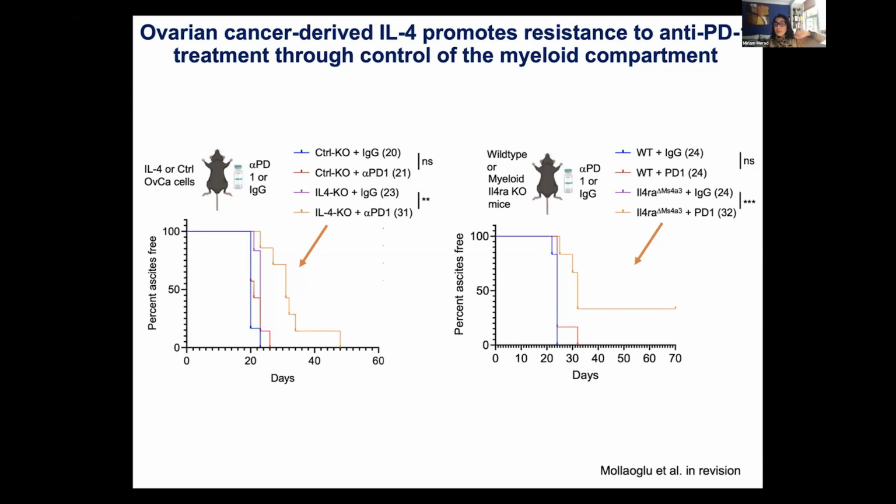Then we deleted this IL-4 receptor from the myeloid compartment. He was doing a pooled CRISPR screen. He deleted the IL-4 gene, so exactly the same phenotype, then made an IL-4 knockout. And then he went back and did exactly the same experiment where he deleted the IL-4 receptor from the myeloid compartment and saw a dramatic effect on tumor response to PD-1 blockade.